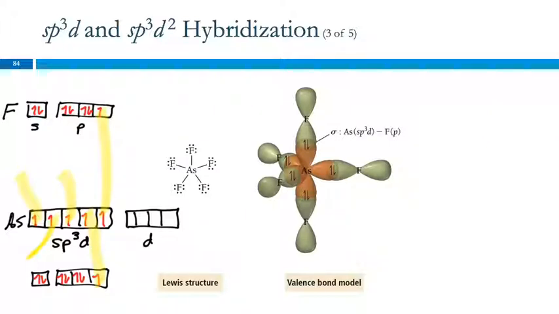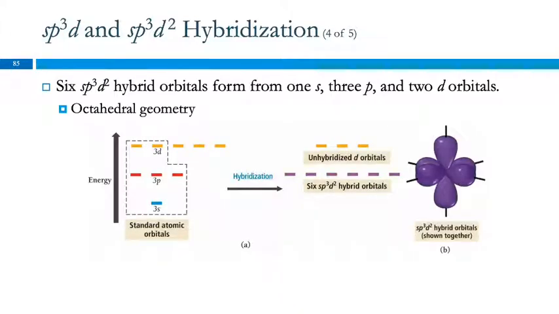Any other questions about this one? Well, what if we need a 6th bed in our room? So we can take the S room and the P room and take 2 of the beds from the D room. And then this is called sp3d2. And so we get 6 beds that are equivalent. We have 6 degenerate orbitals, and then these are left. They were empty before, they're still empty, they're just sitting there.